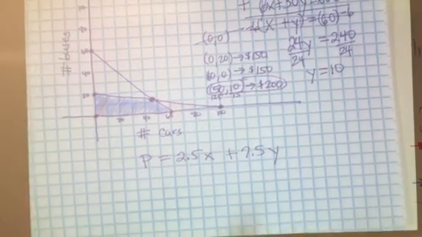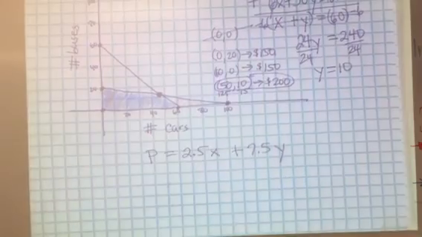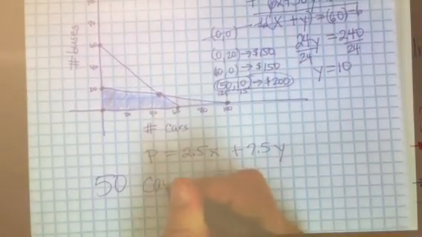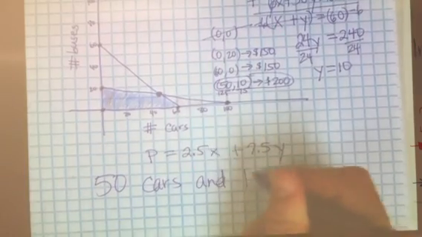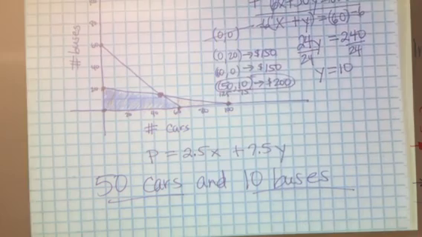So our solution to this problem, we would tell them that your maximum profit is earned when you have 50 cars parked and 10 buses. That is your best option.